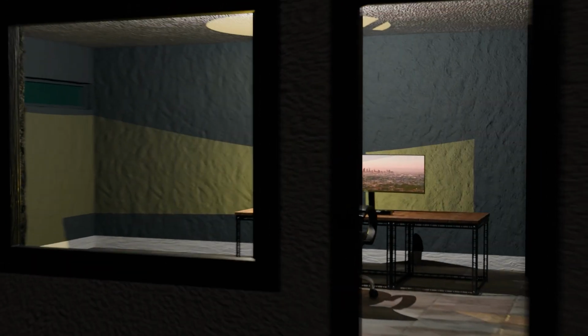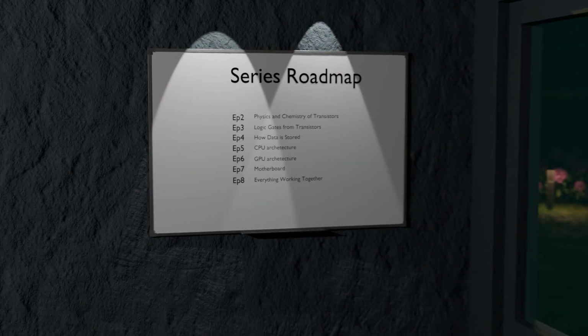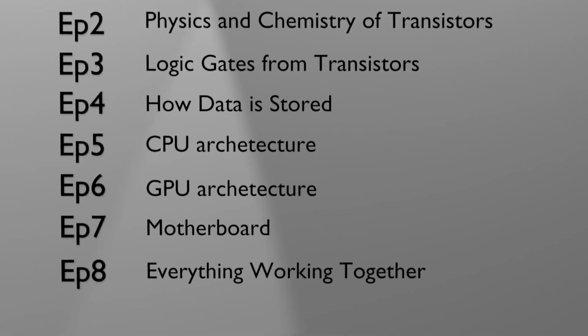In this series, we'll be making a computer from the ground up. This first episode was only for you to be familiar with the key topics about computers, but in the next few episodes, we will be making our own computer, starting from episode 2, Physics and Chemistry of Transistors. Then episode 3, Logic Gates from Transistors. Then episode 4, How Data is Stored. Then episode 5, CPU Architecture. And then episode 6, GPU Architecture. And then episode 7 is the motherboard. And then episode 8 will be combining all the previous episodes, making our own computer and running a program on that computer.